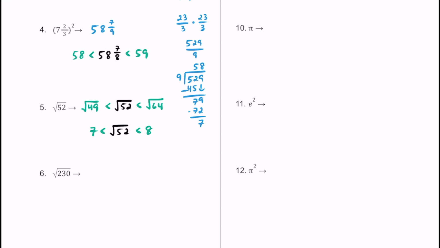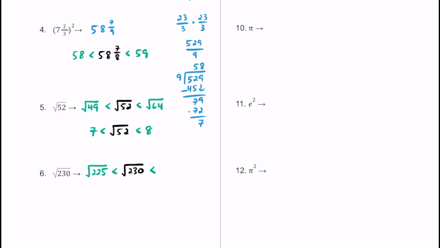For number 6, we have the square root of 230. Now you want to memorize some of your perfect squares, or you can just multiply them out too. The perfect square that is below 230, I believe, is 225. That is a perfect square that's a little smaller. And we have the square root of 230. That's the given expression we have here.